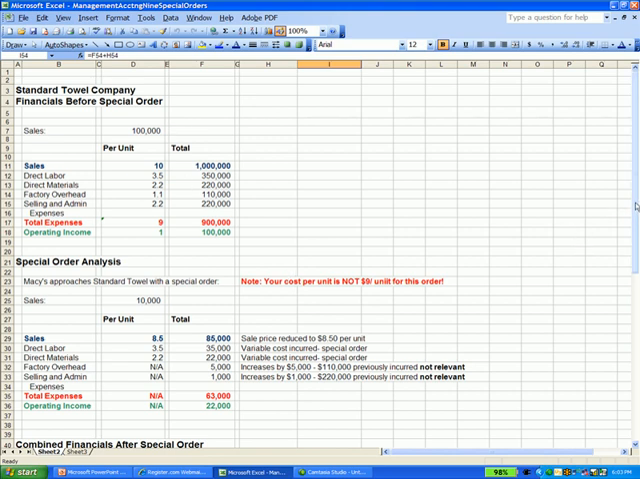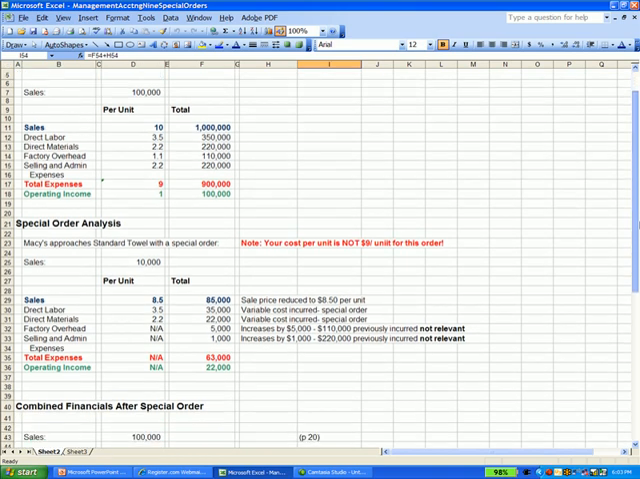But then they get a special order, and the key here is to understand that when you get this special order, you can't simply look at the sale price per unit and come up with whether you're making a profit or not. So Macy's approaches with a special order. We'd like 10,000 towels, but we're only willing to pay $8.50 a towel rather than $10. You should know that your cost is not the $9 a unit that you figured out beforehand. Let's look at the detail here.